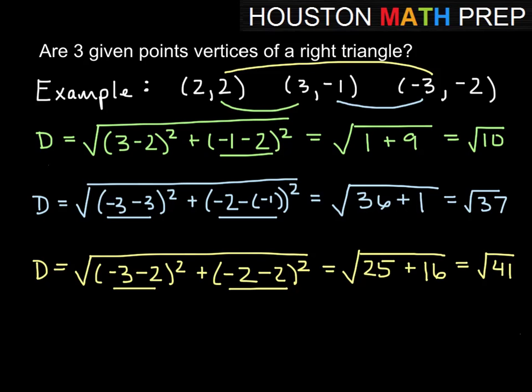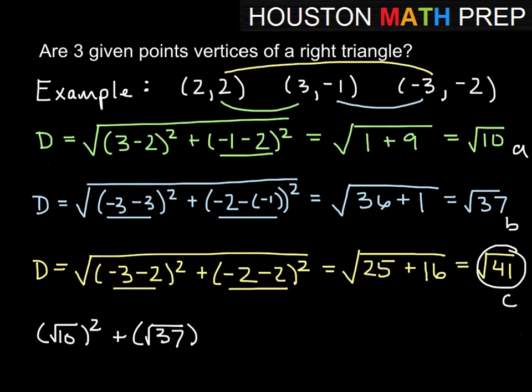So out of these three distances, we can see that the 41 number is the largest, so this is going to be our C. So we'll make this A, we'll make this B. So if we plug this into the A squared plus B squared equals C squared, then that would mean we should have square root 10 squared plus square root 37 squared equals square root of 41 squared, right?